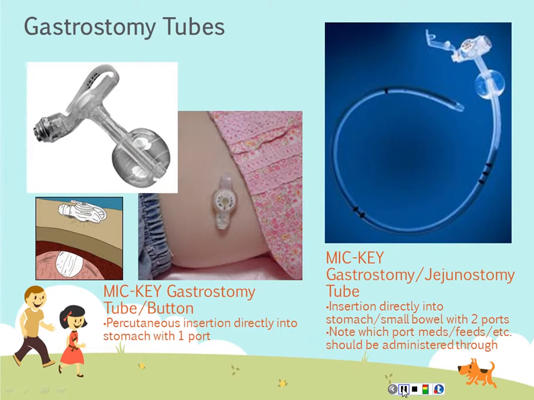Gastrostomy tubes. So we have our nasally inserted enteral tubes, and then we have other surgically placed tubes, and that would be your gastrostomy tubes. A picture here is a low profile tube, close to the skin, surgically inserted. On the left side is what's called a Mickey gastrostomy tube or button. It is surgically placed percutaneously, inserted directly into the stomach, and it has one port.